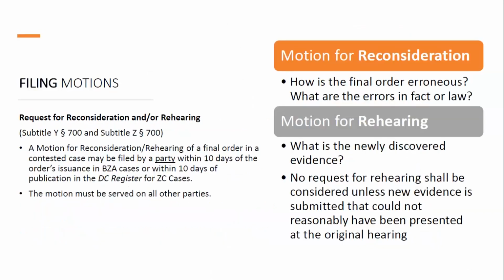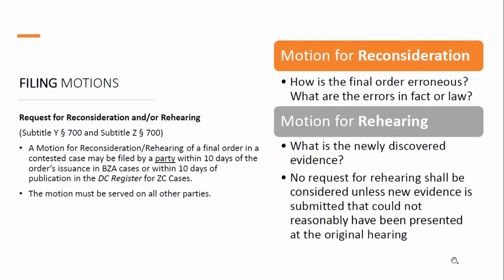So two other motions are requests for reconsideration and/or rehearing, which may be filed only after the final order in a case has been issued. So per Subtitle Y, Section 700 or Subtitle Z 700, a motion for reconsideration or rehearing of a final order in a contested case may be filed by a party within 10 days of the order's issuance in BZA cases, or within 10 days of publication in the DC Register for zoning commission cases. And as with all other motions, the motion must be served on all other parties.